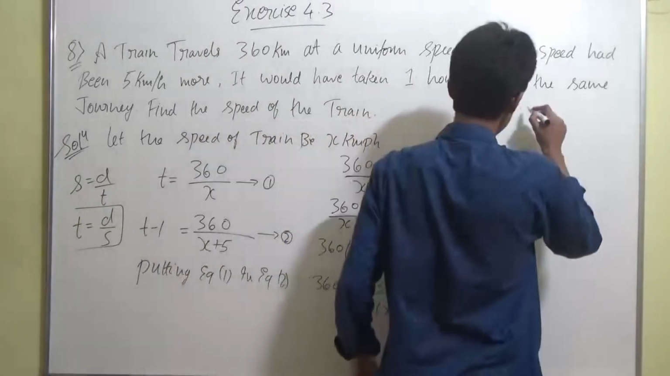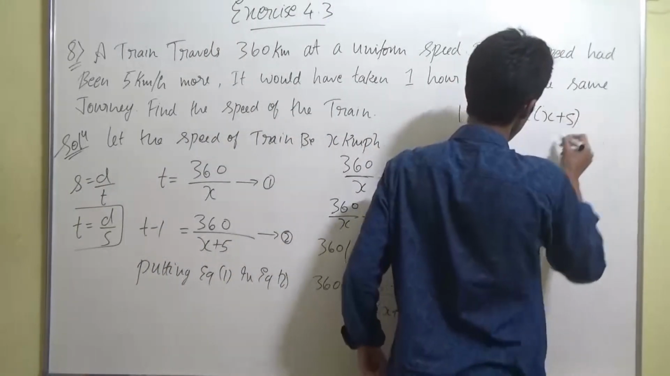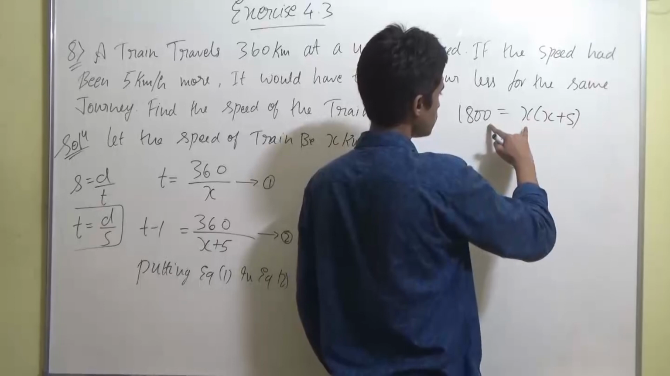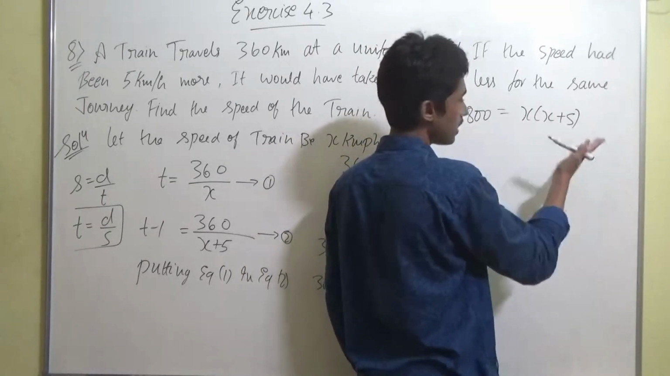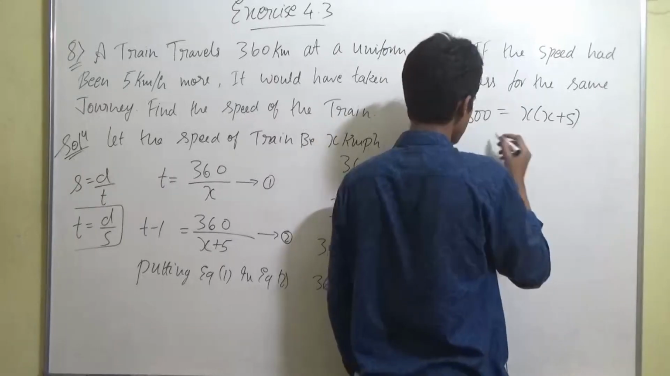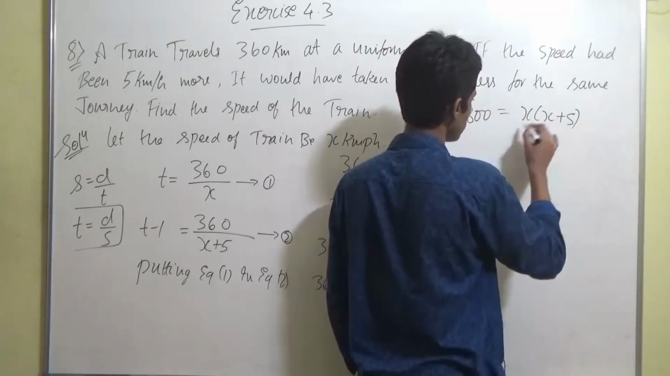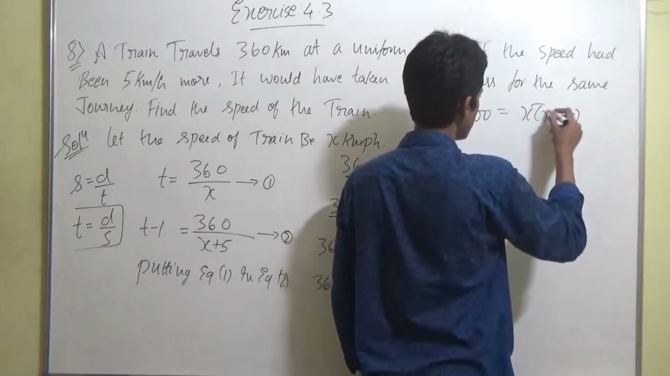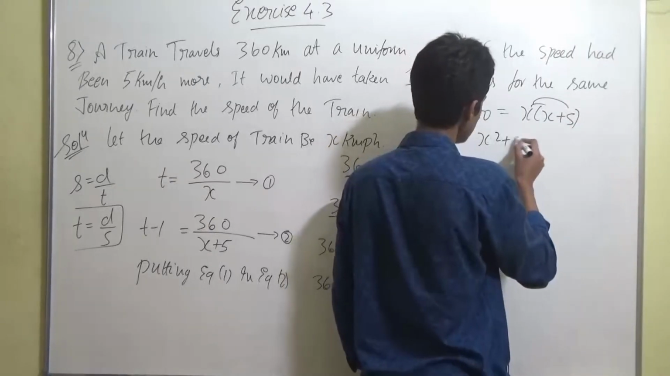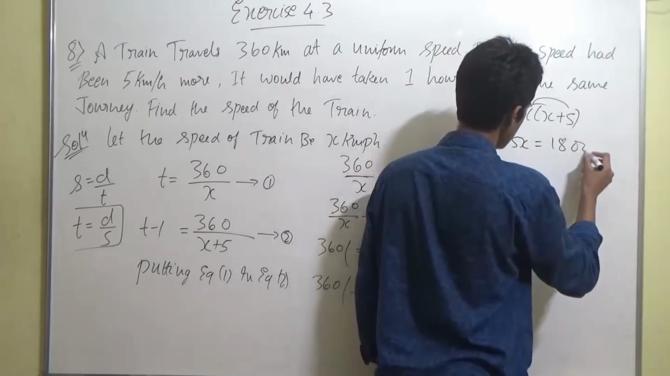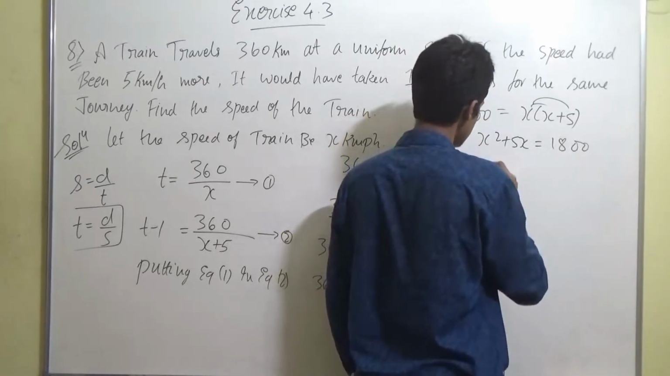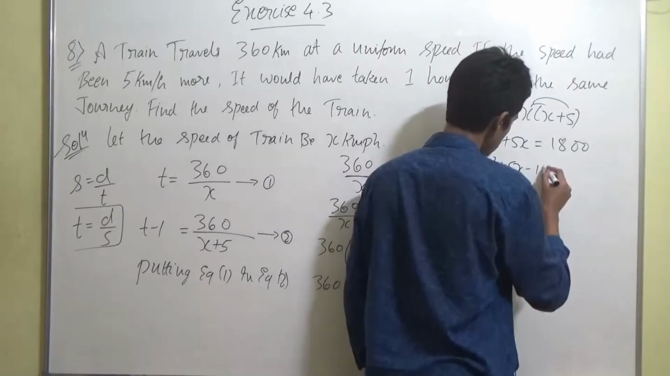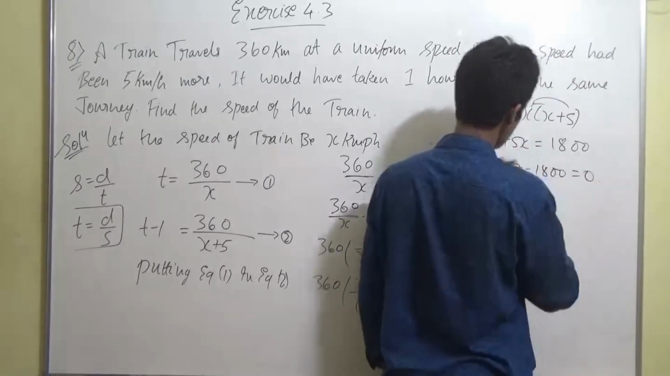So it will become x into x plus 5. So now I'll just shift it. I'll bring the RHS to LHS. It's just one of the same. Now I'll multiply this also. It will become x square plus 5x, right? If you multiply this, it will become x square plus 5x equal to 1800. Now I'll bring this 1800 to LHS. It will become x square plus 5x minus 1800 equal to 0.